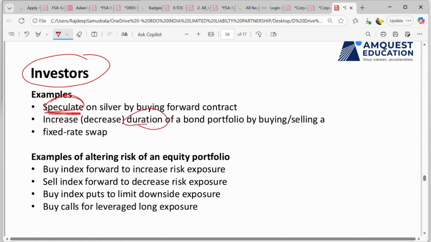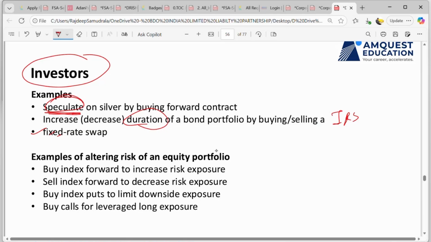You can also manage the duration, and with duration, the interest rate risk, right? Of a bond, by buying or selling an interest rate swap, which is a fixed rate swap. Suppose you have a variable rate, you're paying LIBOR, then you can also swap your rate to a fixed rate by entering into an interest rate fixed rate swap, where you convert your floating to fixed and vice versa. Okay, examples of altering risk are very straightforward.